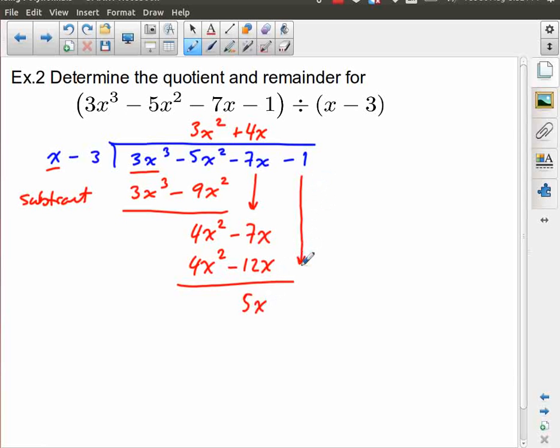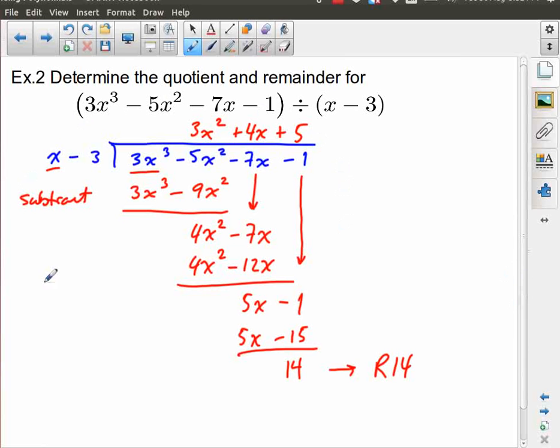And last step, I'm going to bring down this negative 1. And so what do I multiply by x to get 5x? Well, that's just multiply by positive 5. 5 times x gives me 5x. 5 times negative 3 gives me negative 15. Subtract gives me 0 here, gives me positive 14 here. So that is my remainder of 14. There's nothing left for me to do here.